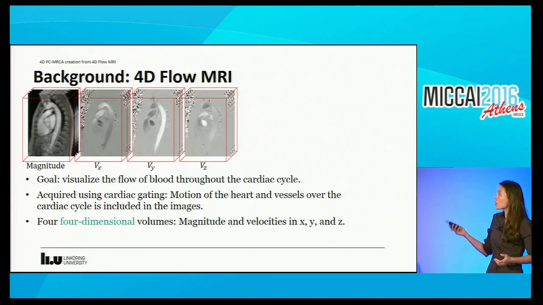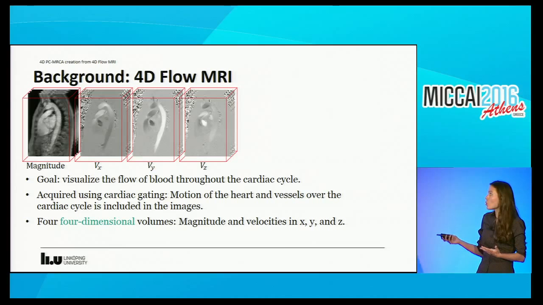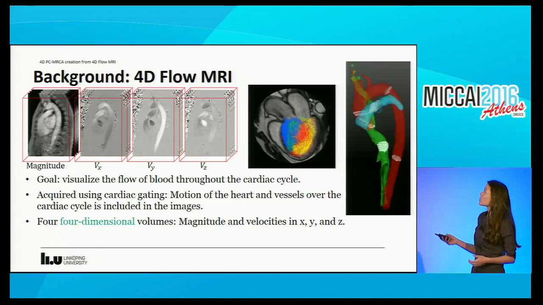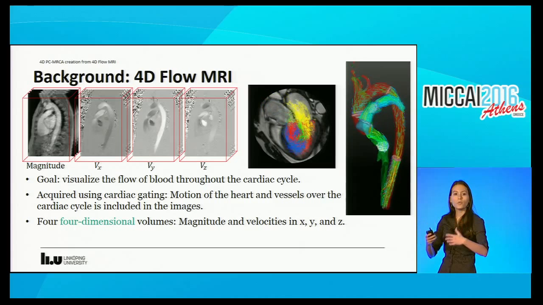So they are acquired using cardiac gating. This means that motion of the heart and vessels over the cardiac cycle is now included in the images. And the result of my acquisition is four-dimensional volumes. So just as before, but now the volumes are four-dimensional. Imagine that the velocities are beating as well. And the fourth dimension is time. So we can do, for example, visualizations such as this. We can look at what is happening with the flow of blood inside the heart as the heart is beating, and what is happening in the vessels and how the vessels are moving through the cardiac cycle.